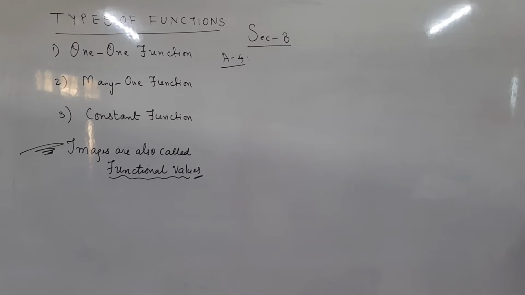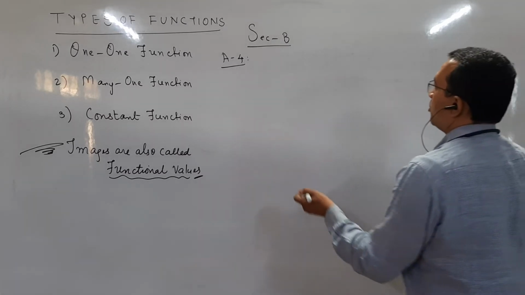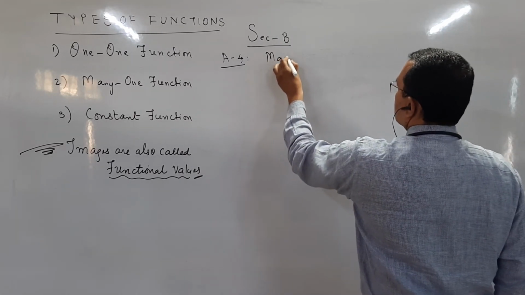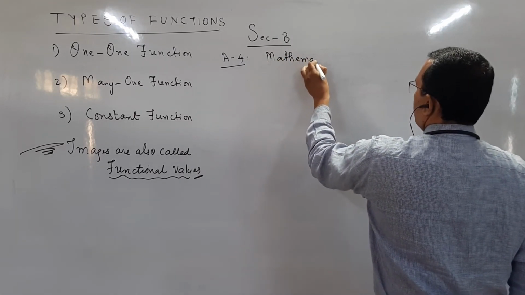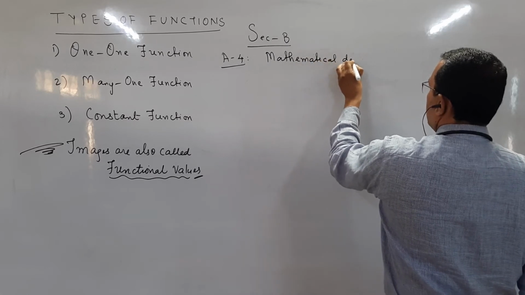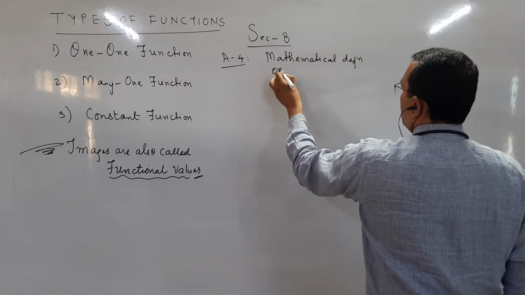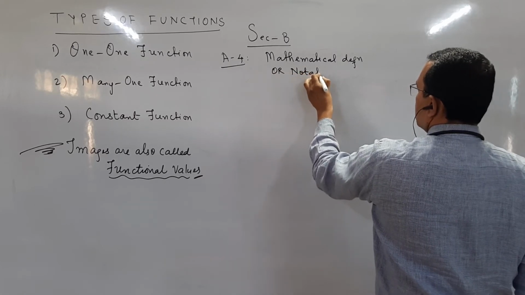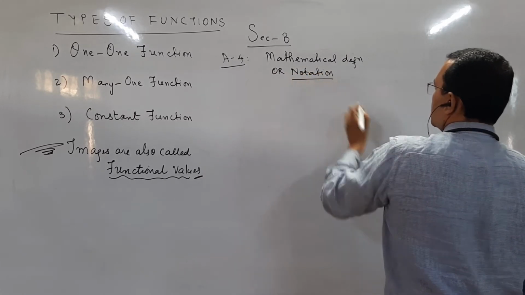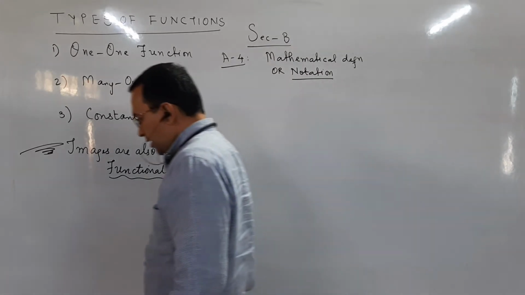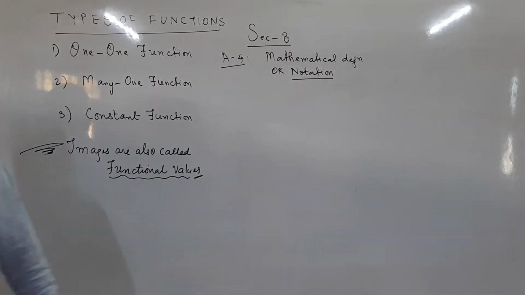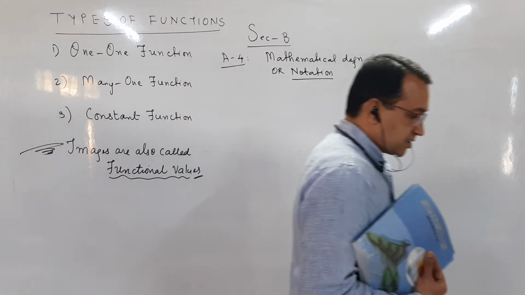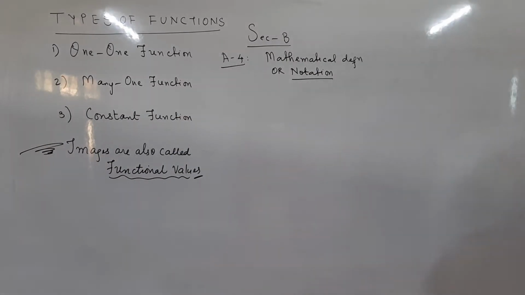Now what is the fourth question? Define one-one function in notation form, or mathematical definition. Mathematical definition or notation, it is the same thing. Students, we have got an opportunity to revise the definitions. First, let us revise the formal definition of one-one function.